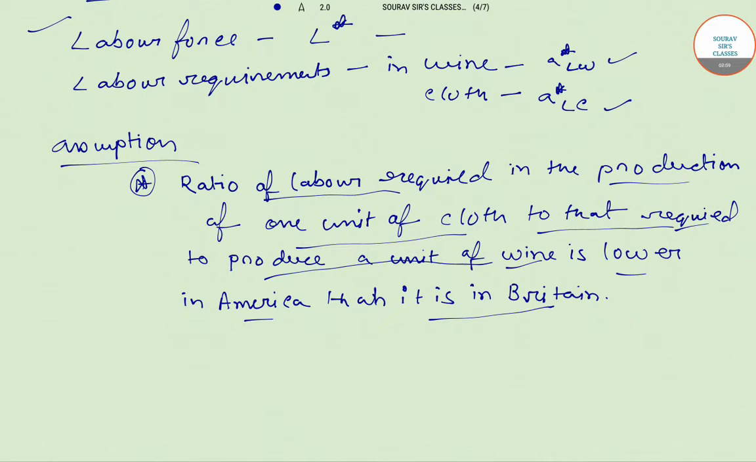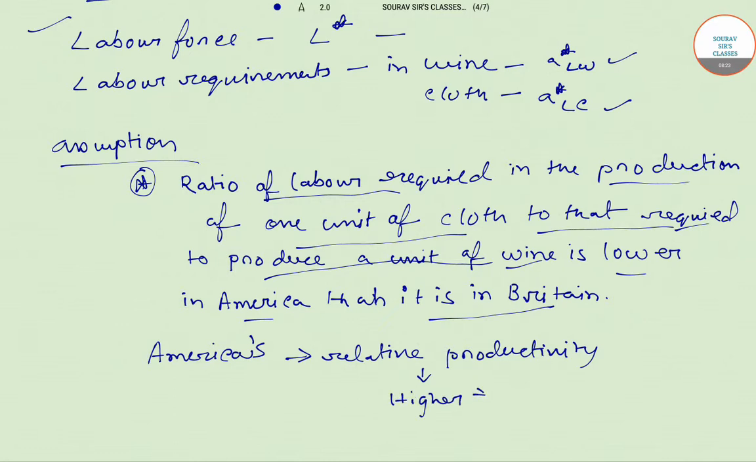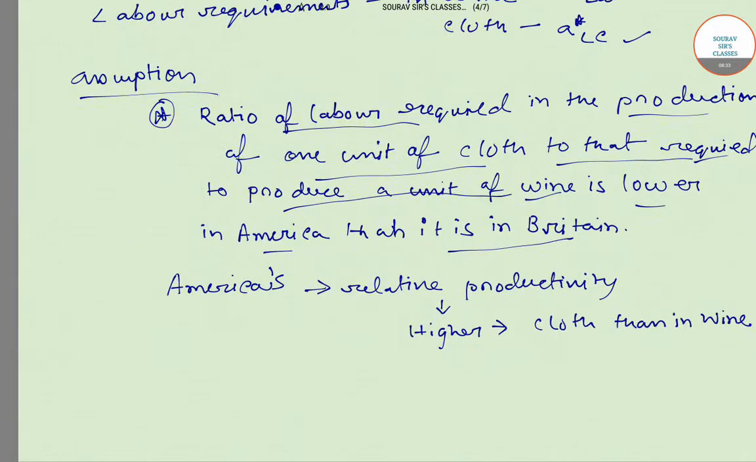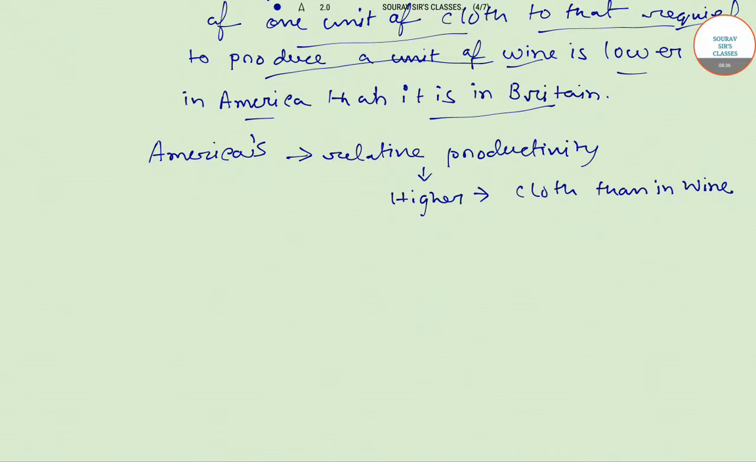So this simply means that America's relative productivity in cloth is higher than it is in wine. So America's relative productivity is higher in cloth production than in wine.